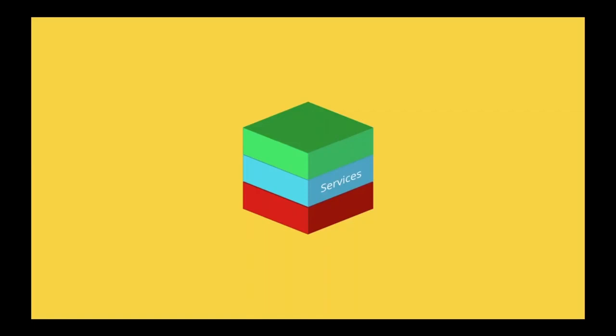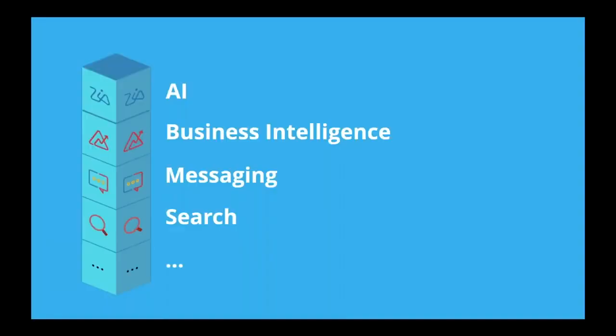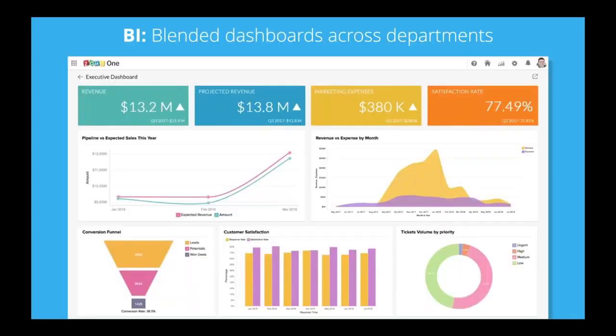So the second layer is the services. And so this is where you can really start to see what we mean by the idea of Zoho One as an operating system. So besides just all these different applications, we have some services that are built into Zoho One that work across the board. A few examples could be artificial intelligence. You may have heard about Zia, which is our Zoho Intelligent Assistant. We have business intelligence, so Zoho Analytics is built in across the Zoho One operating system.